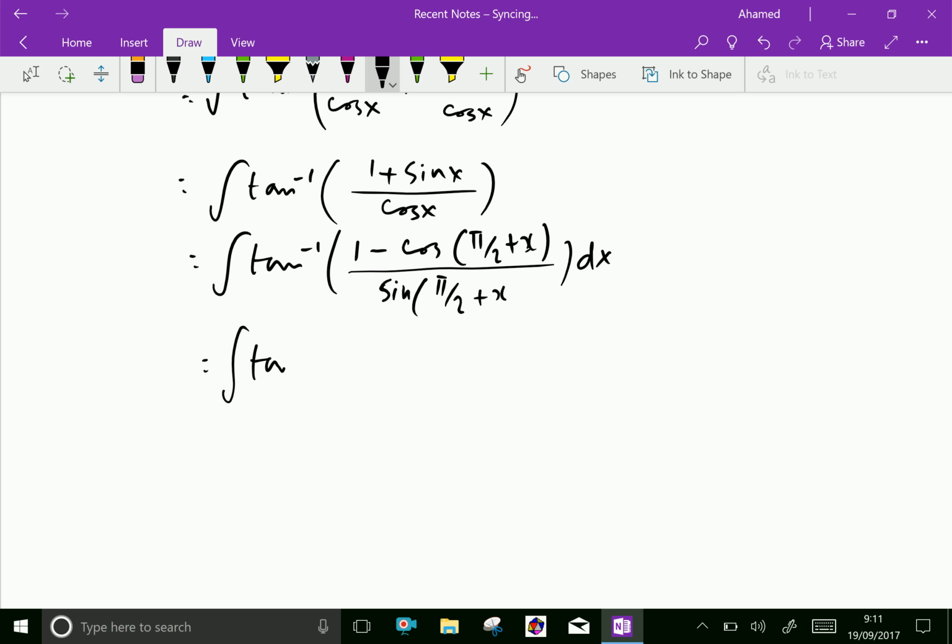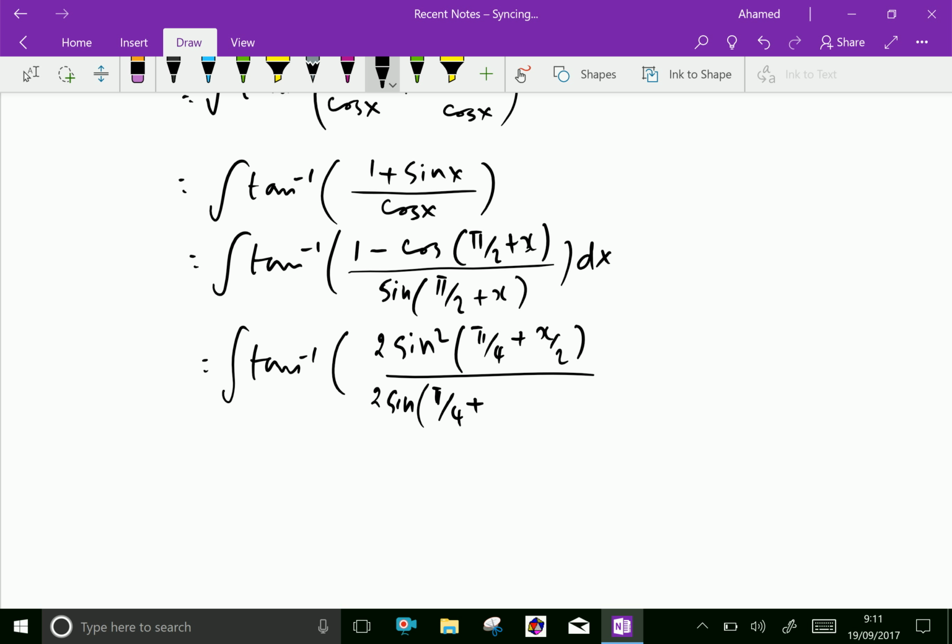integral tan inverse of 1 minus cos x, which we can write as 2 sine squared (pi by 4 plus x by 2), over sine of (pi by 2 plus x), which we can write as 2 sine (pi by 4 plus x by 2) into cos (pi by 4 plus x by 2), dx.